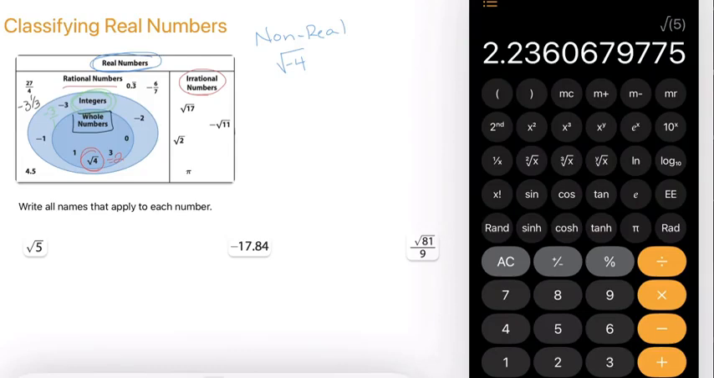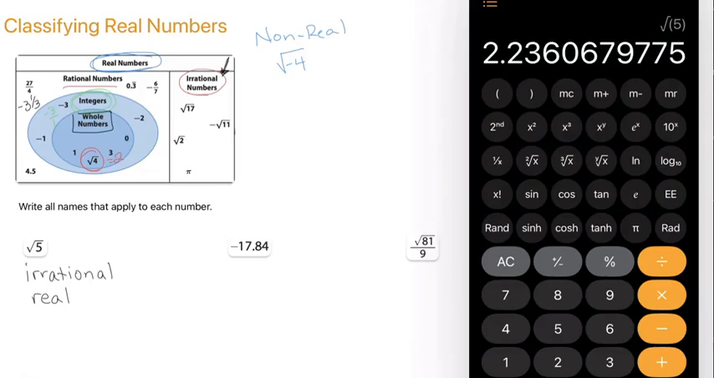So we would classify the square root of 5 as an irrational number. This cannot be written as a fraction because the decimal is not terminating and it does not have a pattern. It is not a repeating decimal. It's irrational. Now notice that any number that is irrational is also a real number. So we could classify the square root of 5 as not only irrational, but also real. So square root of 5 is both an irrational number and a real number.